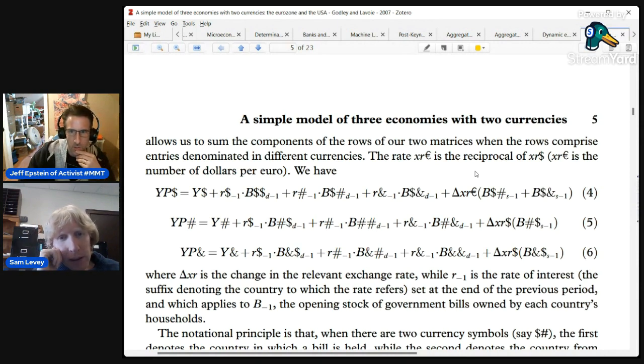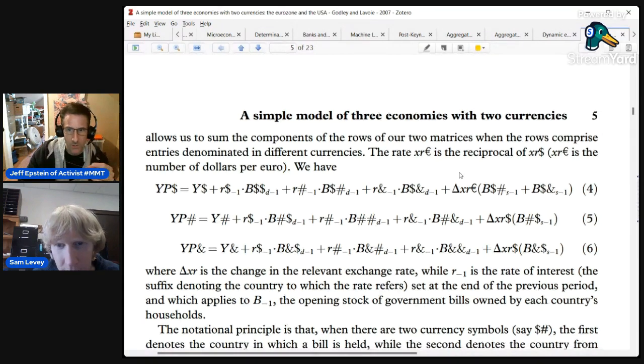I understand that. Yeah, so that's what this is. This is a capital gain, an increase in the value of these bonds as a result of a change in the exchange rate. Okay, I understand that. What I don't understand is the relationship between the bonds in those parentheses on the end of 4, and the bonds in the middle of this equation. Are they the same bonds?